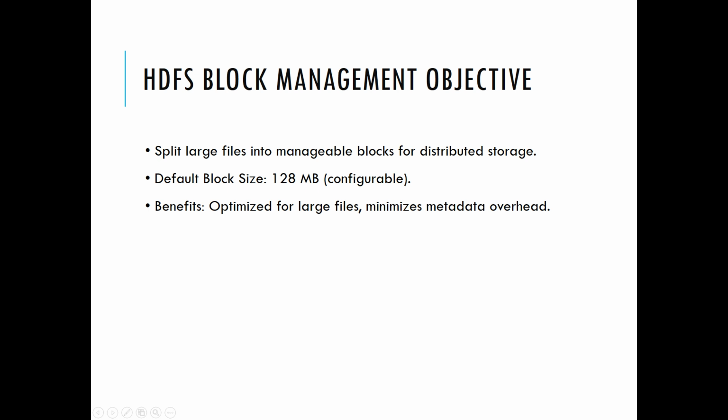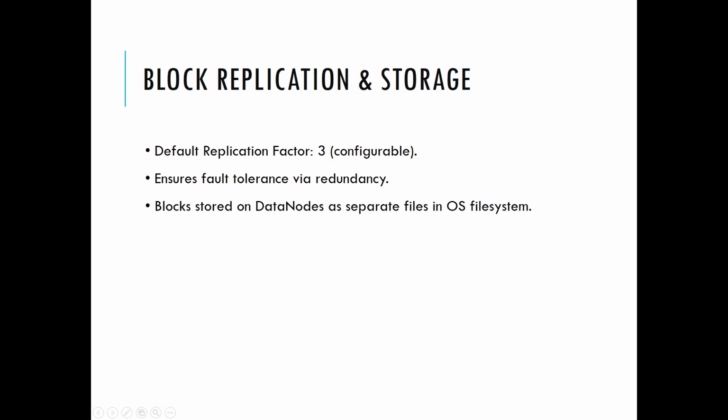The primary objective of HDFS block management is to split large files into manageable blocks. By default, each block is 128 megabytes, although this size is configurable. This approach is optimized for handling very large files, which is typical in big data scenarios. Breaking files into blocks allows for distributed storage across multiple machines, enabling parallel processing and efficient use of storage resources. Moreover, by having a relatively large block size, we minimize the amount of metadata that the NameNode must manage, which is critical for scalability.